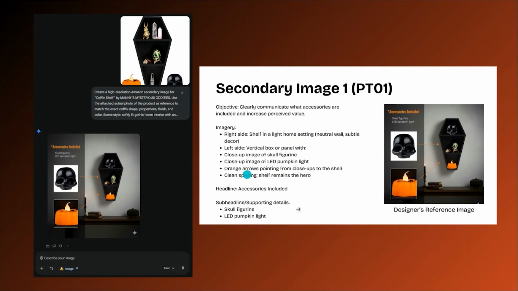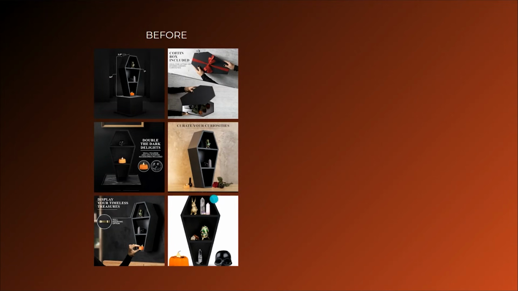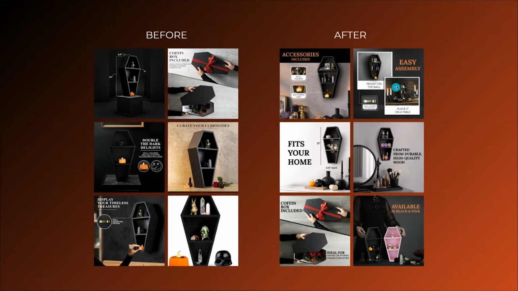So this is something that you can share to your designer, because if you just give them the text, sometimes designers are very visual. They have to have, like, what's your vision? How does it look like? So you can have a designer reference image using Gemini. And here is an example of what we did for the coffin shelf. This is the before, this is the after, using the process earlier with ChatGPT.